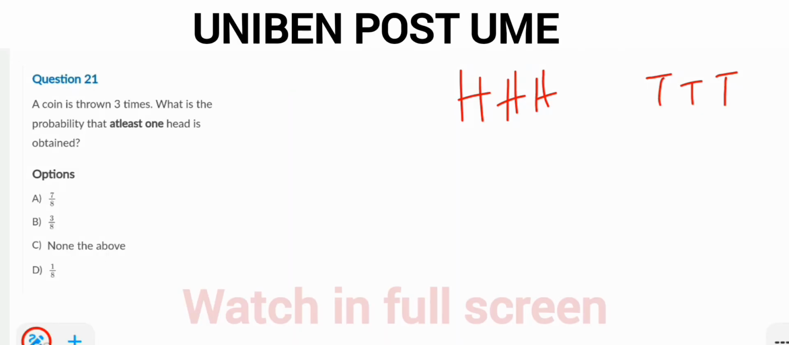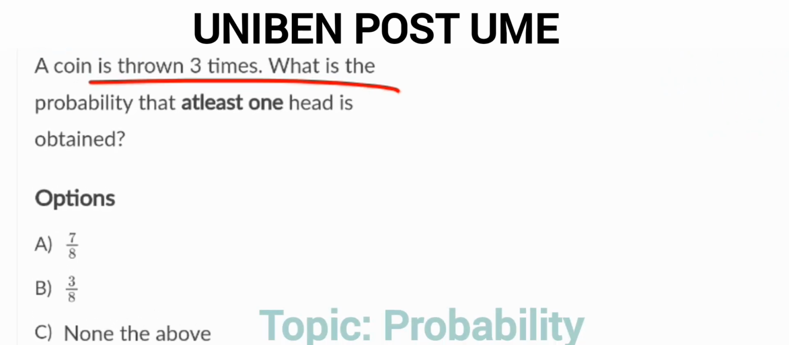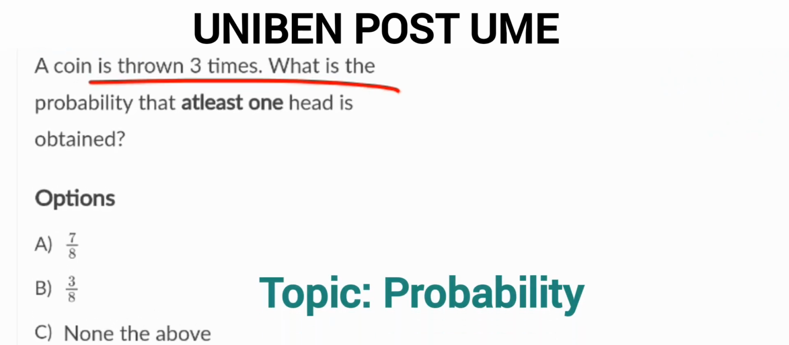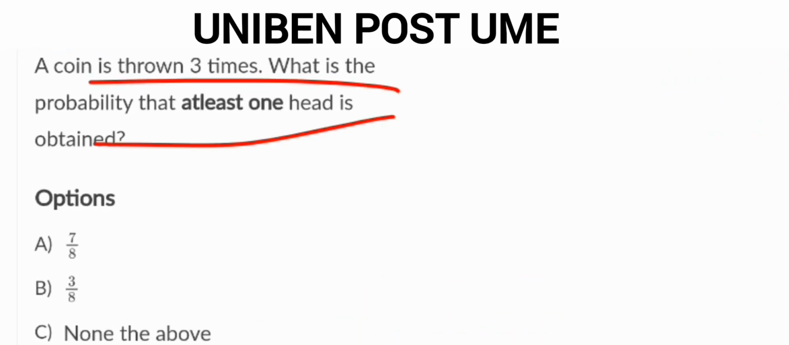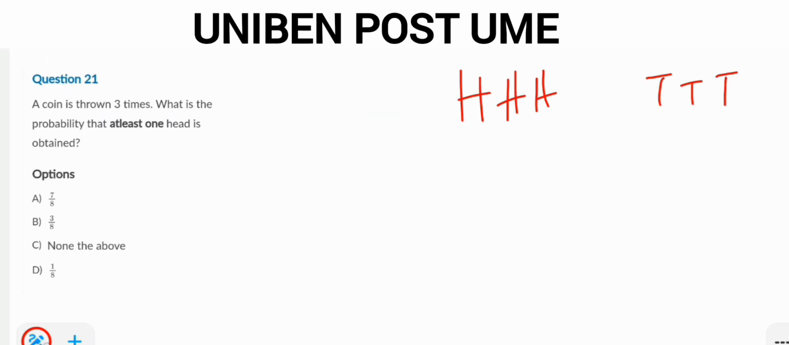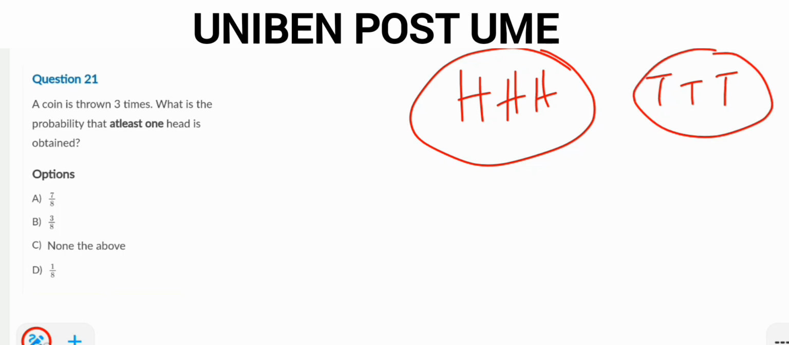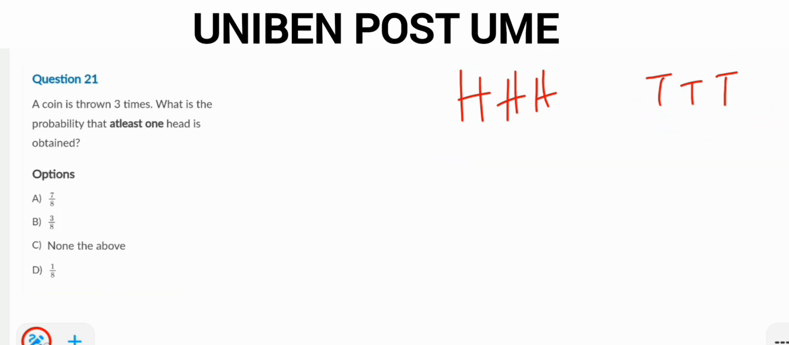For the next one, we are told that a coin is tossed 3 times. What is the probability that at least one head is obtained? So when you toss a coin 3 times, the maximum you can get is head appearing 3 times. The H stands for head, while the T stands for tail. So it's either the heads appear 3 times or the tail appears 3 times.